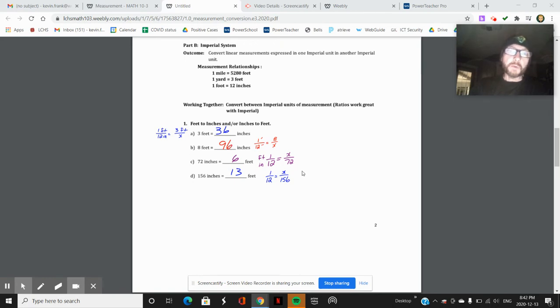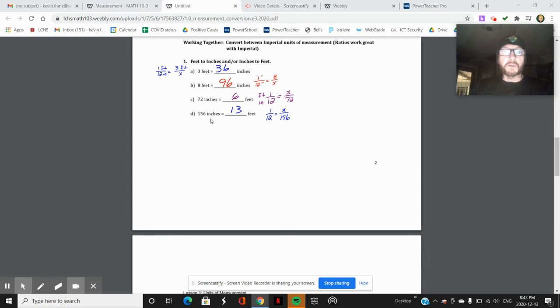And then if you work it backwards, and now we're given inches, it's still 1 to 12 though. 1 foot is 12 inches, but now the number we're solving for, x, is on top because inches are on the bottom. I've got 12 inches, 72 inches. So for my cross multiplying now, I want to go 72 times 1 and then divide by 12. 72 times 1 divided by 12 is 6. So 72 inches is 6 feet. So if you're 6 feet tall, you are 72 inches tall.